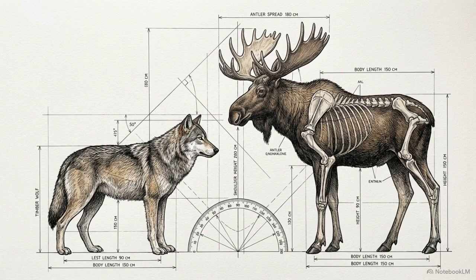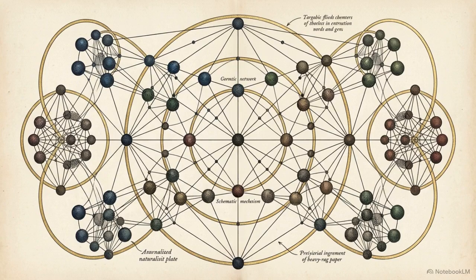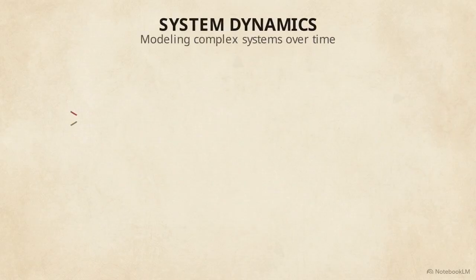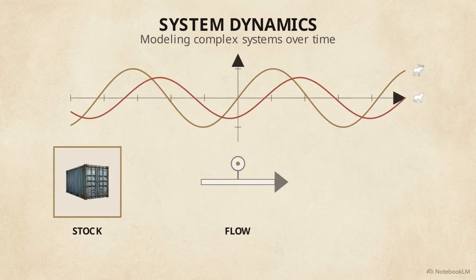To understand how that logic works, we have to reverse engineer the system's architecture. Decoding this system requires us to convert physical animals into abstract variables. The framework we use for this is system dynamics, a modeling method used to understand the nonlinear behavior of complex systems over time, using stocks, flows, and feedback loops.